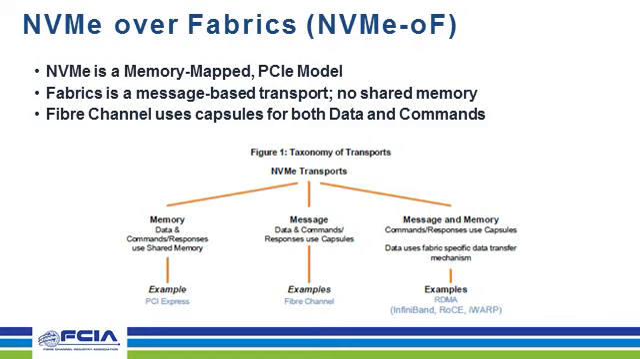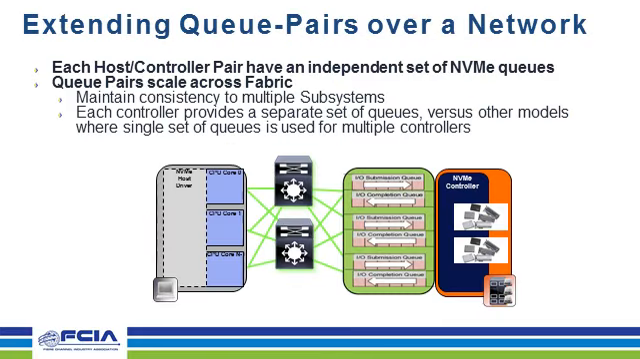Instead, it has a message exchange mechanism. And that may or may not have a data exchange mechanism as well. So these messages are called capsules. And Fibre Channel uses those capsules for both data and commands, whereas other transport mechanisms may not. So here we are, matching up the combination of these capsules and established queue pairs over a network.